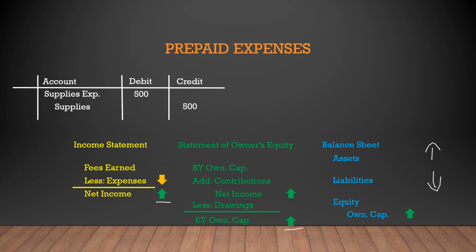The other side of the entry that wasn't recorded was supplies, an asset. That tells us that it's the assets that will be overstated. Verify this fact via the accounting equation. The debit to expense reduces equity, and the credit to supplies reduces assets. So if we don't record this entry, both equity and assets will be overstated.